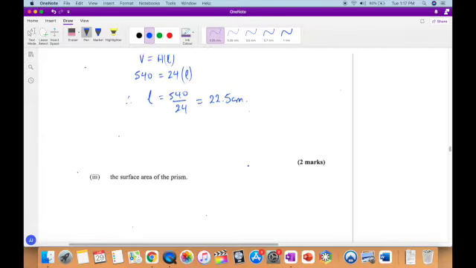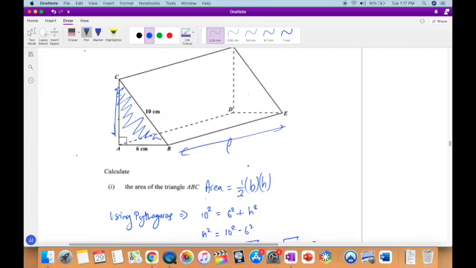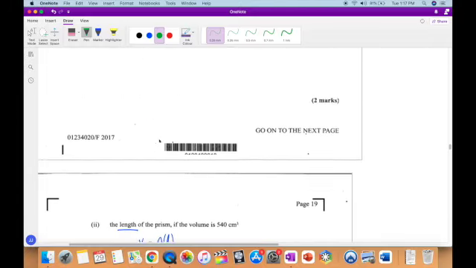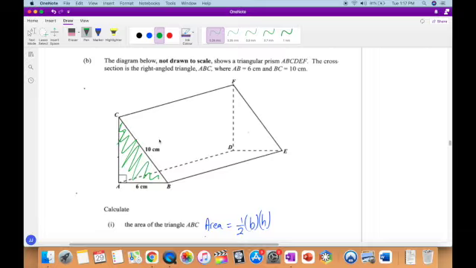The surface area of the prism. Oh my goodness, that is quite a thing. So we have the area of this triangle here. So the area of this triangle here, what do we found that to be? We found that to be 24 centimeters. So this area is 24. So that means that this is 24 centimeters squared. This here is 22.5 cm. That means that this is going to be 22.5 cm.